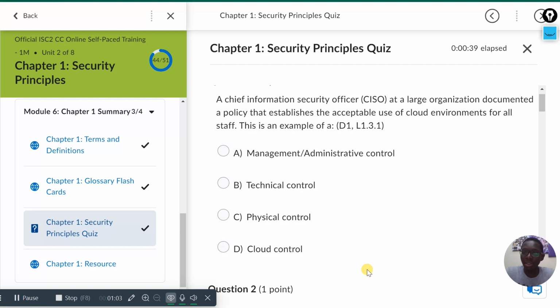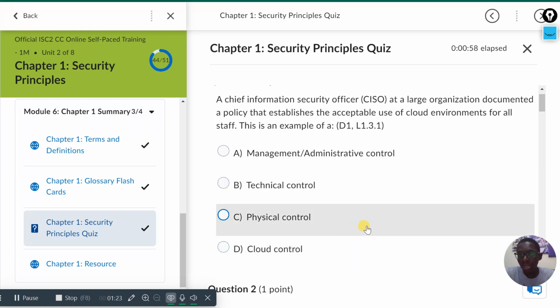Now, there's something about the exams. When you're attempting the exams, please eliminate those that you're sure are totally not the answer. They're totally incorrect. Whatever remains, no matter how improbable it is, is definitely the right answer. So, first of all, we eliminate cloud control because it doesn't exist. We didn't talk about that.